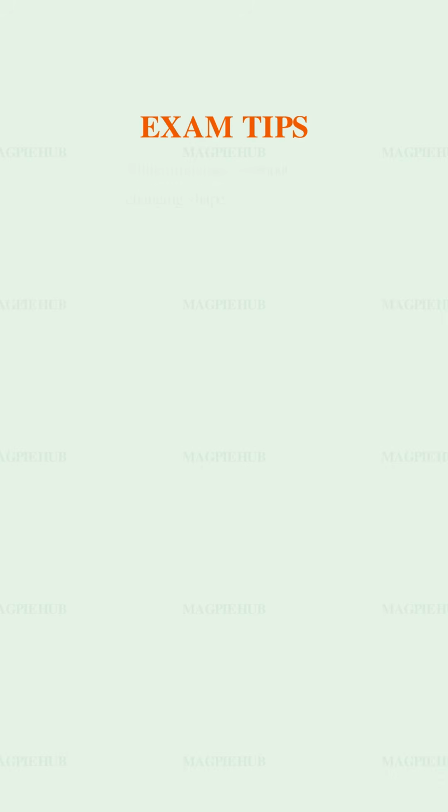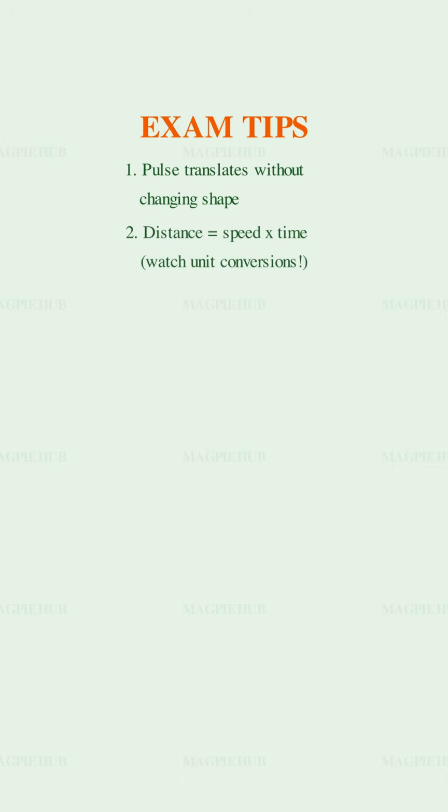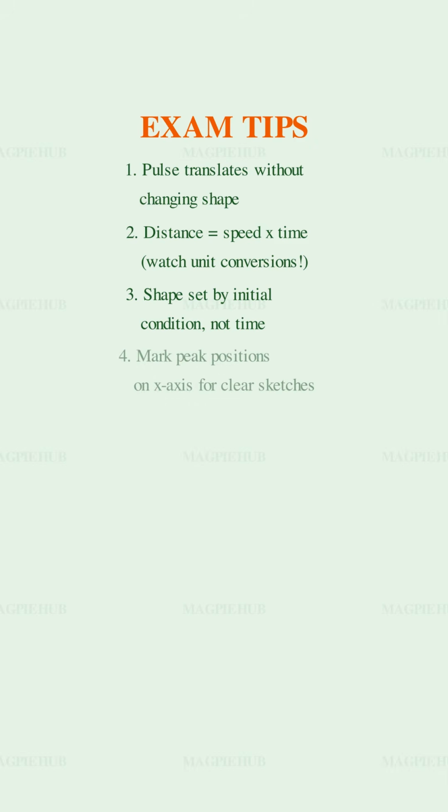Tips. First, a wave pulse translates without changing shape. This is the key idea. Second, distance equals speed times time, simple but often messed up in unit conversion. Third, the pulse shape is determined by the initial condition, not by time. Fourth, always mark the peak position at each time on the x-axis for clear sketches.